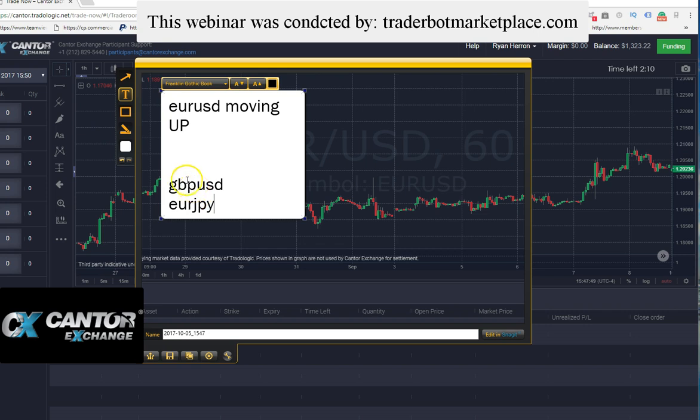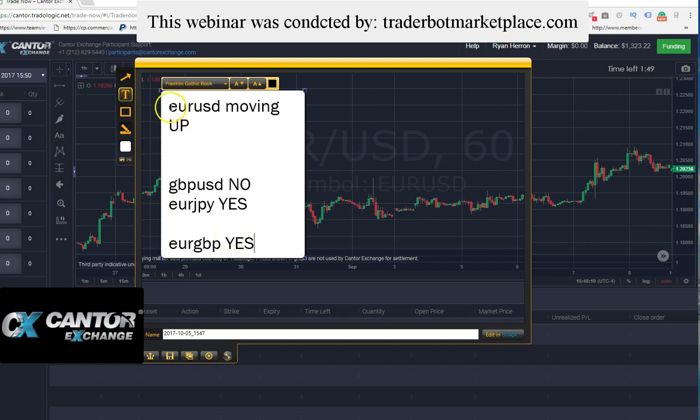Now, let's say the British Pound USD is not moving up, but the Euro USD is moving up. If both the Euro USD and the Euro Yen are moving up, then you want to go check a third chart, let's say Euro Pound. If that one's also moving up, then that means that the Euro is the controlling factor in the market. The Euro is the one driving this move. It's not the USD, it's not the Yen, it's not the Pound, it's the Euro.